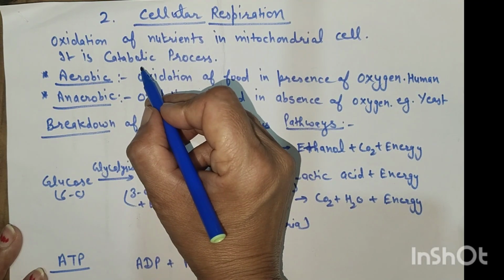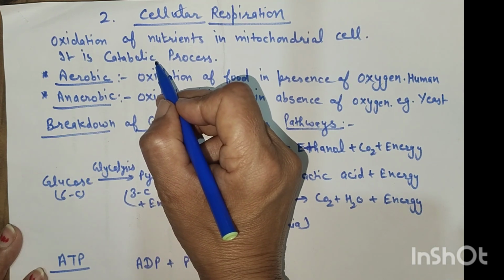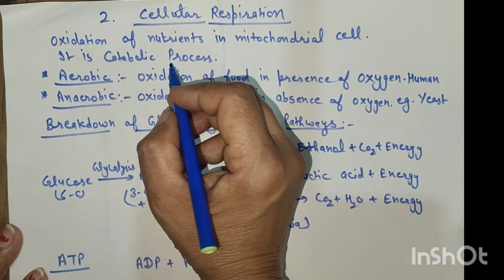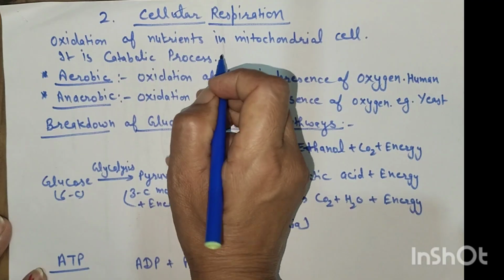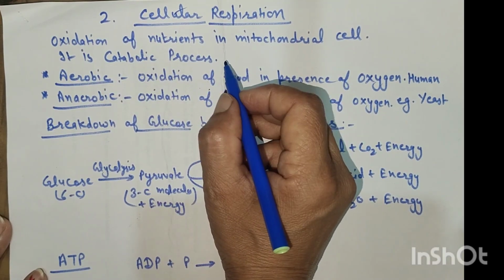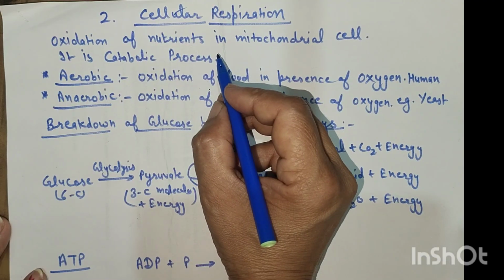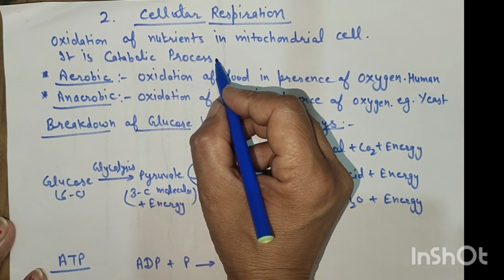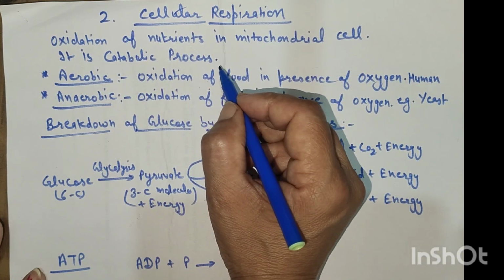It is a catabolic process. Catabolic process means breakdown of the nutrients or glucose into simple substances. Our body carries out two processes, the metabolic process and the catabolic process. Metabolic process means synthesis of various compounds, and catabolic process means breakdown of various compounds.